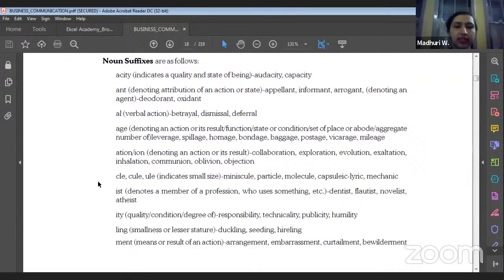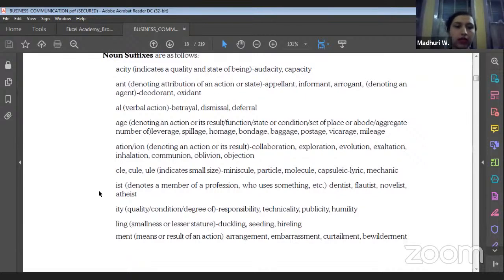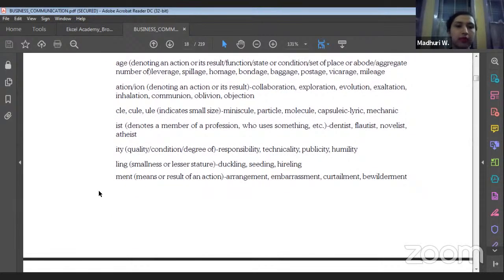Then you have ist, that is a member of a profession, right? For example, a dentist, a novelist, a pianist, an atheist. Then you have ity, for example, like responsibility, technicality, humility, etc.